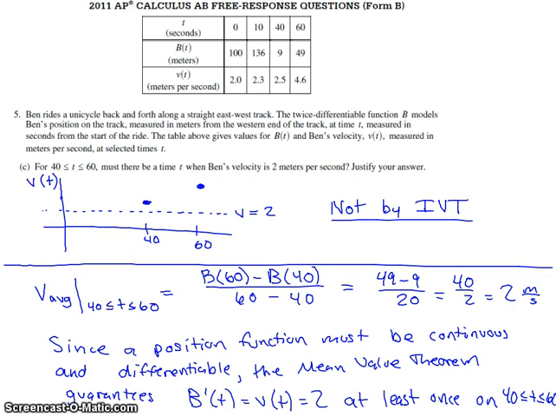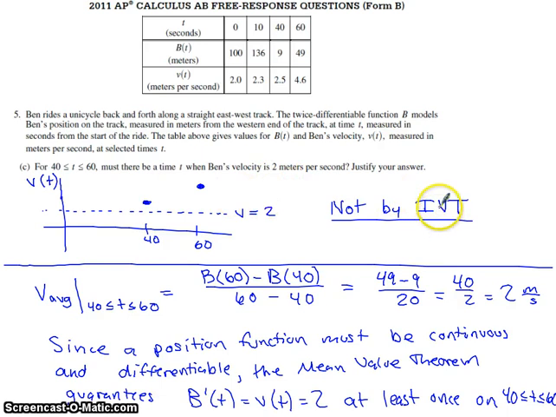In part C, we're asked if there must be a time when Ben's velocity is 2 meters per second. And then we want to justify our answer. So the first thing that I always think of whenever I'm asked to determine if there must be one of these, and it can be anything, it doesn't have to necessarily be a velocity that's equal to 2. It can be any kind of quantity. Must this quantity ever equal a certain value? I initially always go intermediate value theorem.